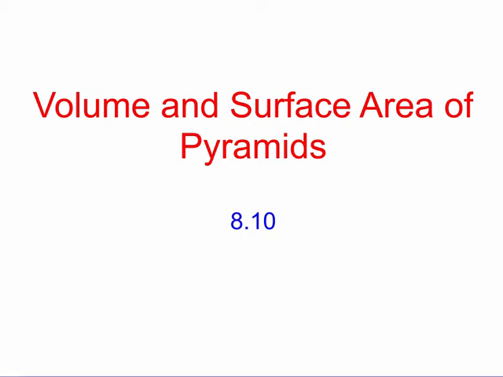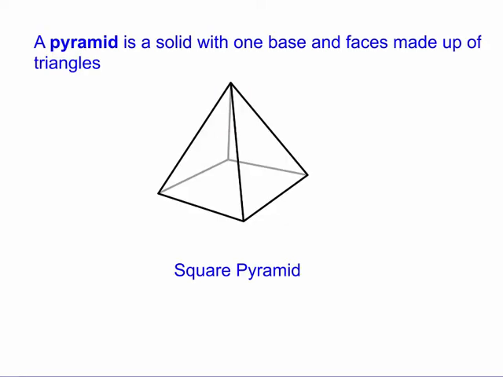For this video, we're going to be discussing the volume and surface area of pyramids. A pyramid is a shape you should be familiar with. You've seen a picture of the Great Pyramids, I'm sure. And a pyramid is just a solid that has one base, and its faces are made up of triangles.